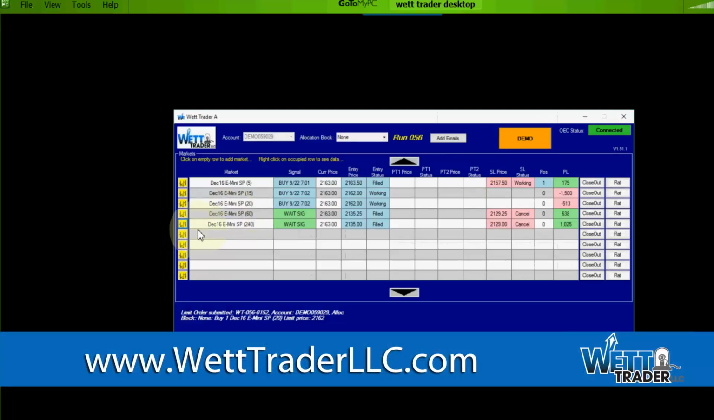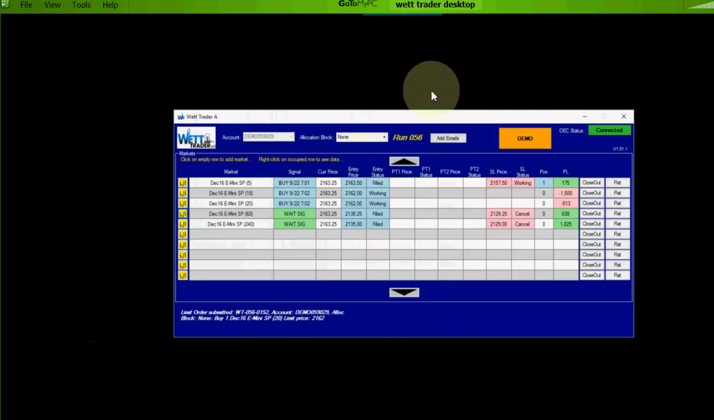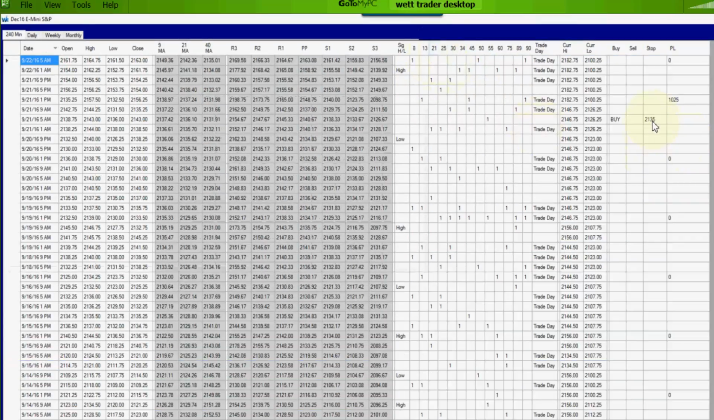If you notice where we got in on this trade, 31. Let me show you something else, folks. Where did we get in on this trade? This was a 35. This is a little higher, but still a really good trade.